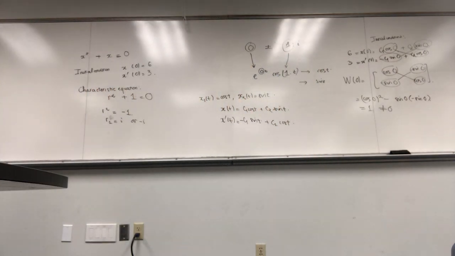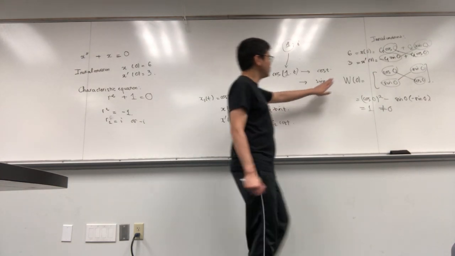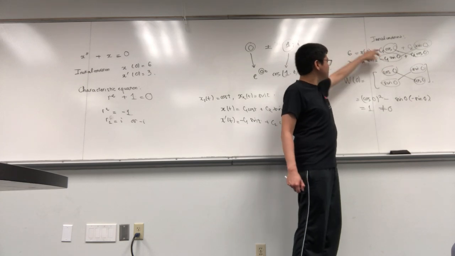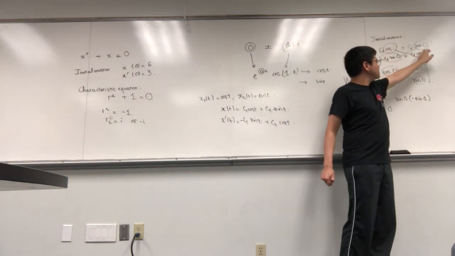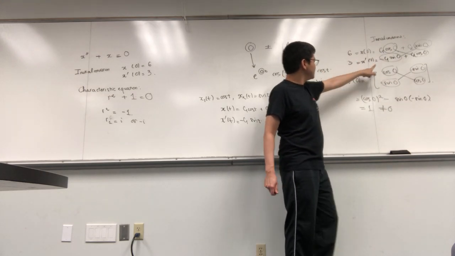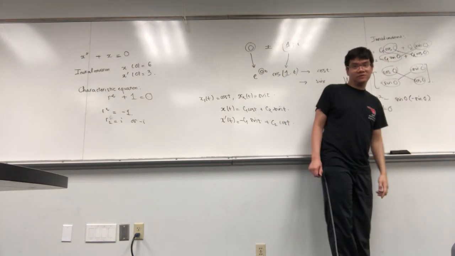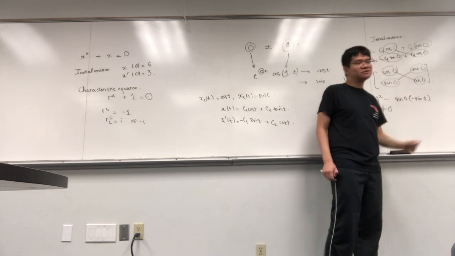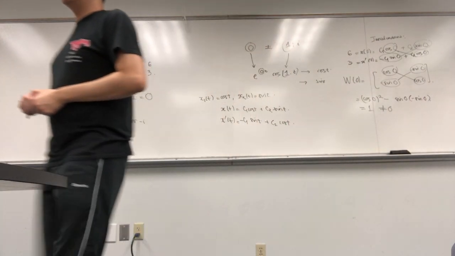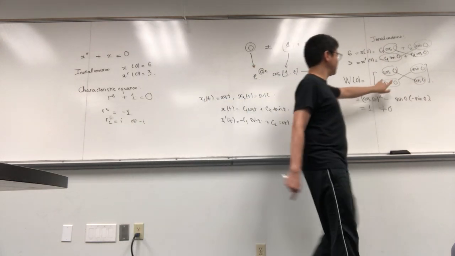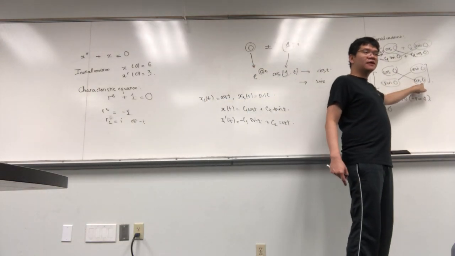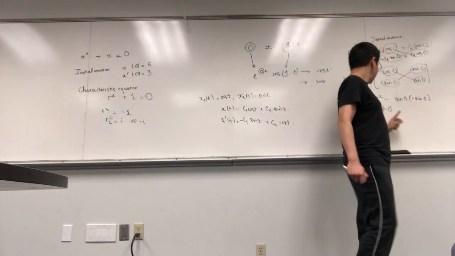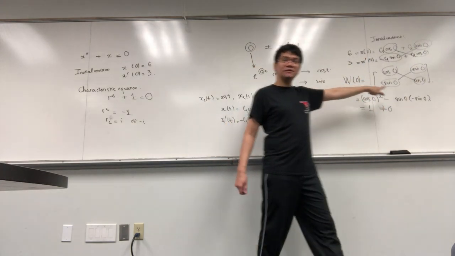Any questions? To compute a Wronskian, it is not difficult because you plug all of the initial conditions inside. So you have 6 is C1 cosine of 0 plus C2 sine of 0, and 3 is minus C1 sine of 0 plus C2 cosine of 0, right? So the matrix will be cosine of 0, sine of 0, minus sine of 0, cosine of 0. Questions? And to compute a Wronskian, you just multiply this guy and subtract that with this guy. So this is cosine squared of 0 plus sine squared of 0, which is 1, right?